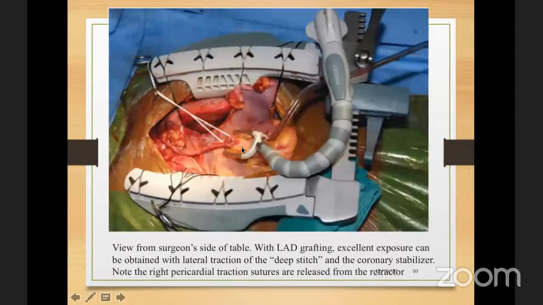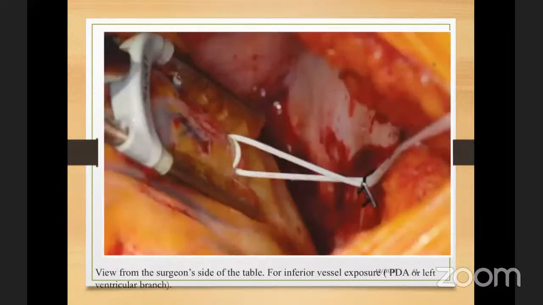Here, for example, to expose the LAD, the octopus is used, and the deep stitch that we talked about is retracted laterally. They release the right pericardial stitch, so this will give an excellent exposure for the LAD. Okay?